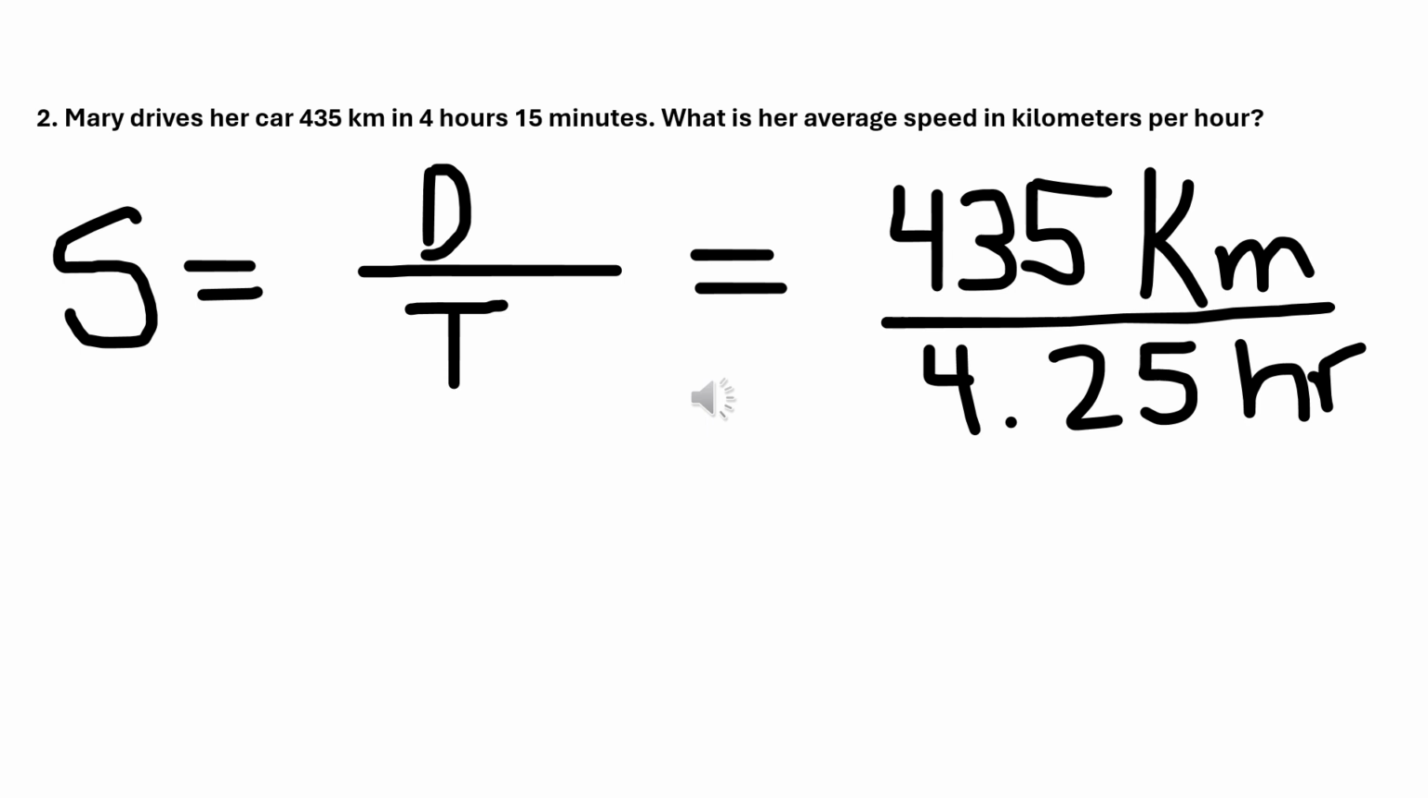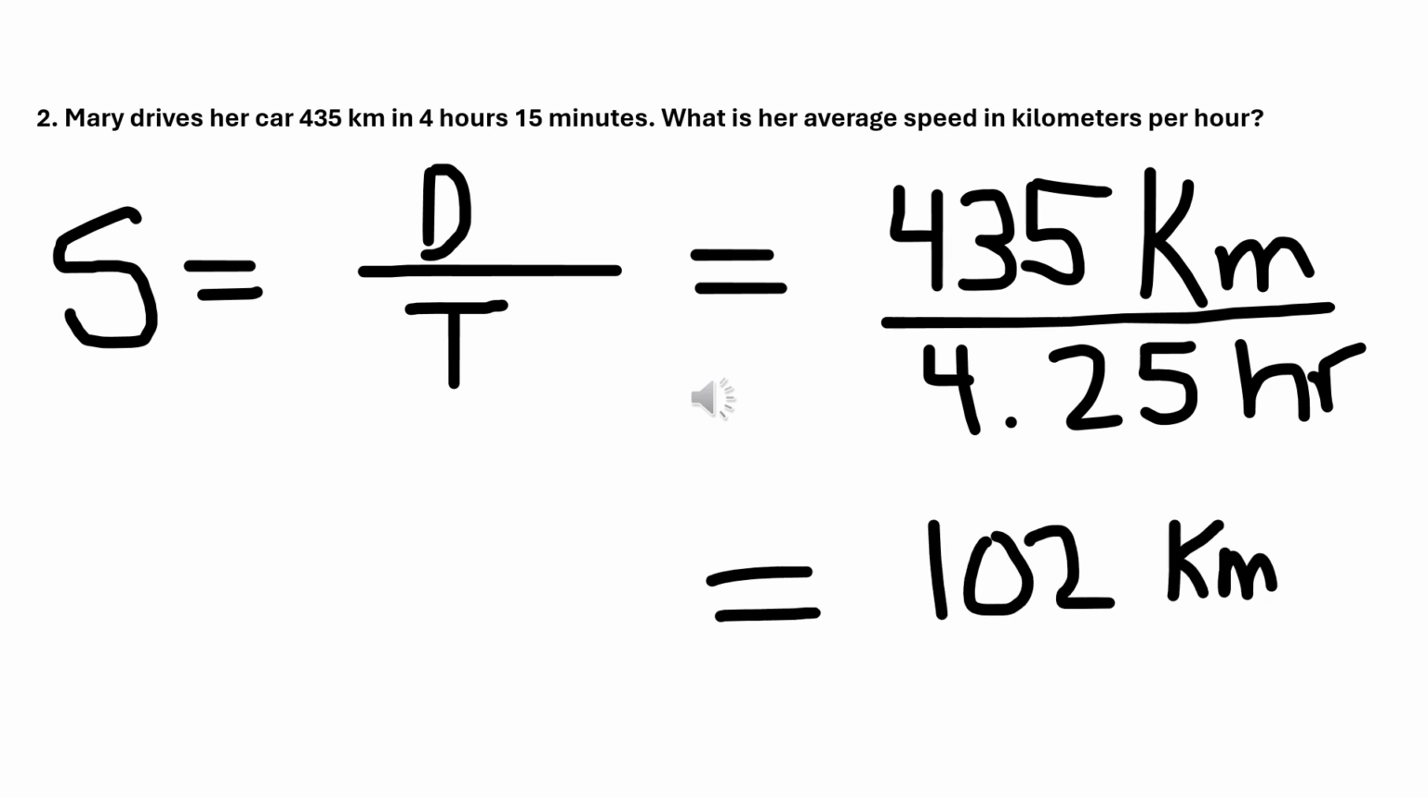So we are going to go ahead and do the division on a calculator, and I get for the answer 102 kilometers per hour.